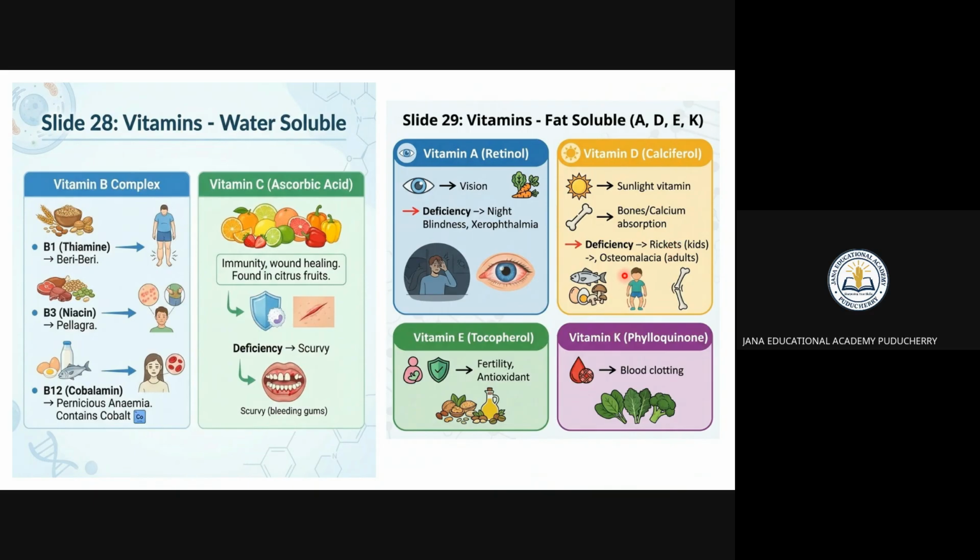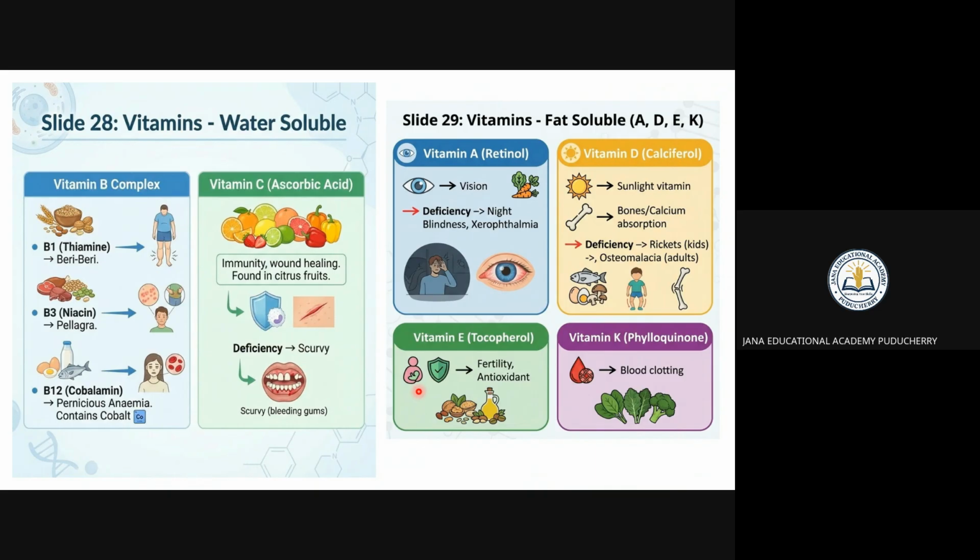If it is an adult, you can say that is osteomalacia. You have to remember this one: rickets for the kids and osteomalacia for the adults. That is due to vitamin D deficiency. Vitamin A deficiency, you can see night blindness.